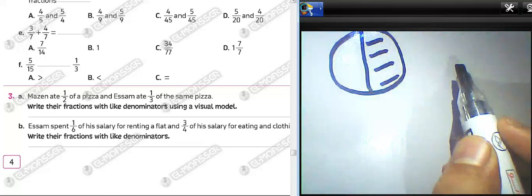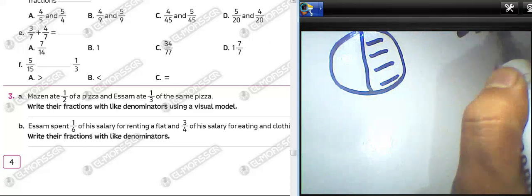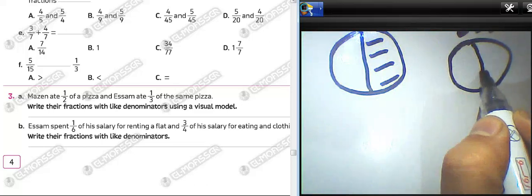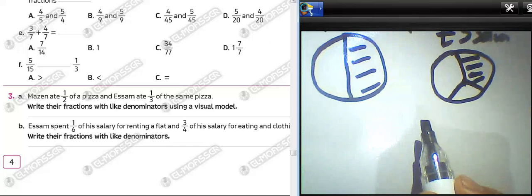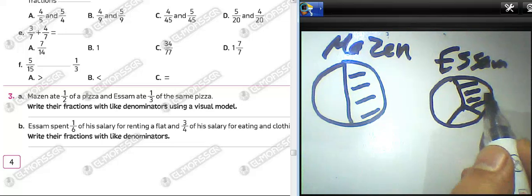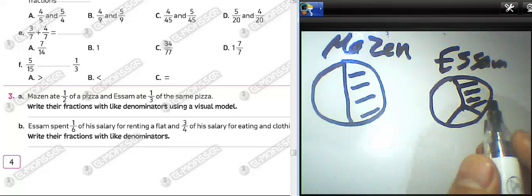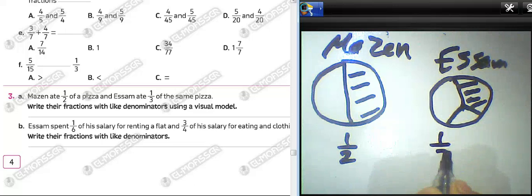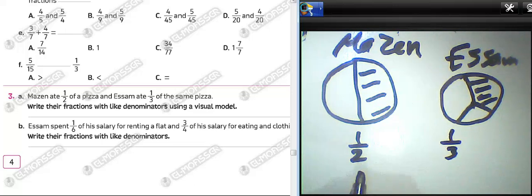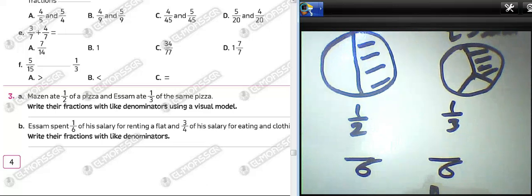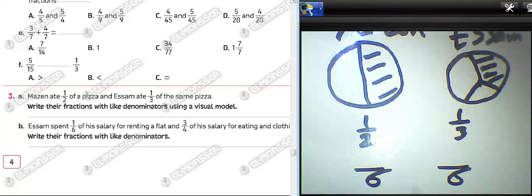Let's imagine. And what about some 1/3 of a pizza? Okay, write their fractions with like denominators. I can write here 1/2 and 1/3 using the least common multiple between them. Half equals what? The least common multiple between them is 6. Write 6 here and ask yourself, 2 times what equals 6? 2 times 3 equals 6. Then 1 times 3 equals 3. 2 times 3 equals 6, 2 times 1 equals 2.